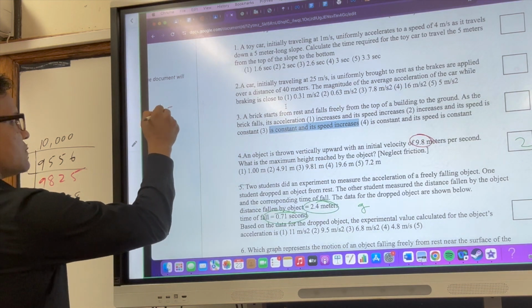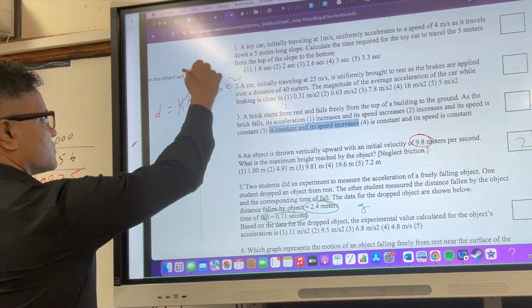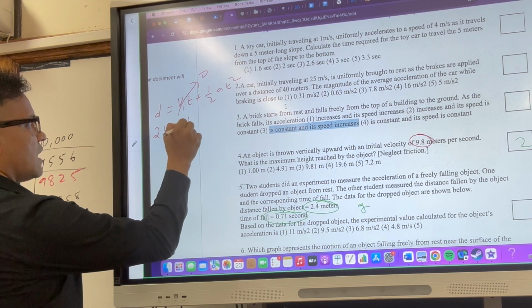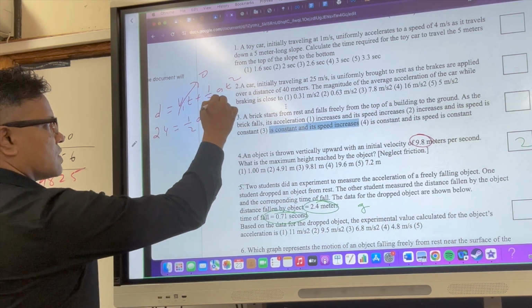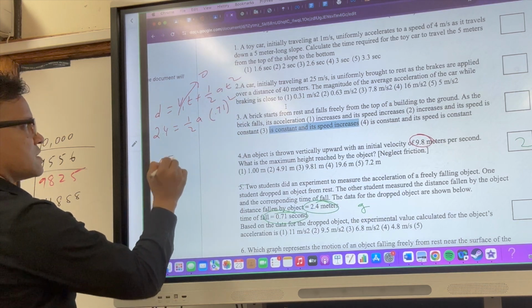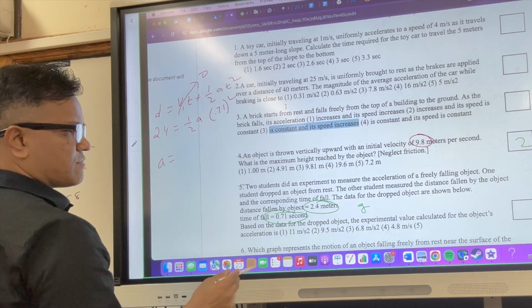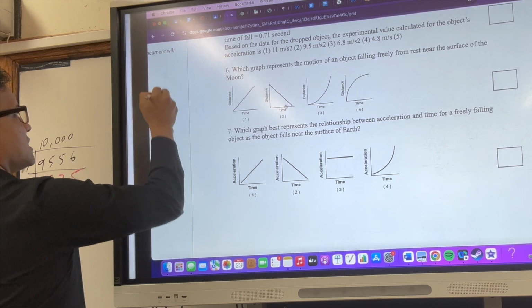So d is equal to vi t plus half a t squared. But you know that when you drop something, vi is 0. How much does it fall? 2.4. Half acceleration, you try to find it. t squared is 0.71 squared. Now acceleration is, then you can, this is 6.8.